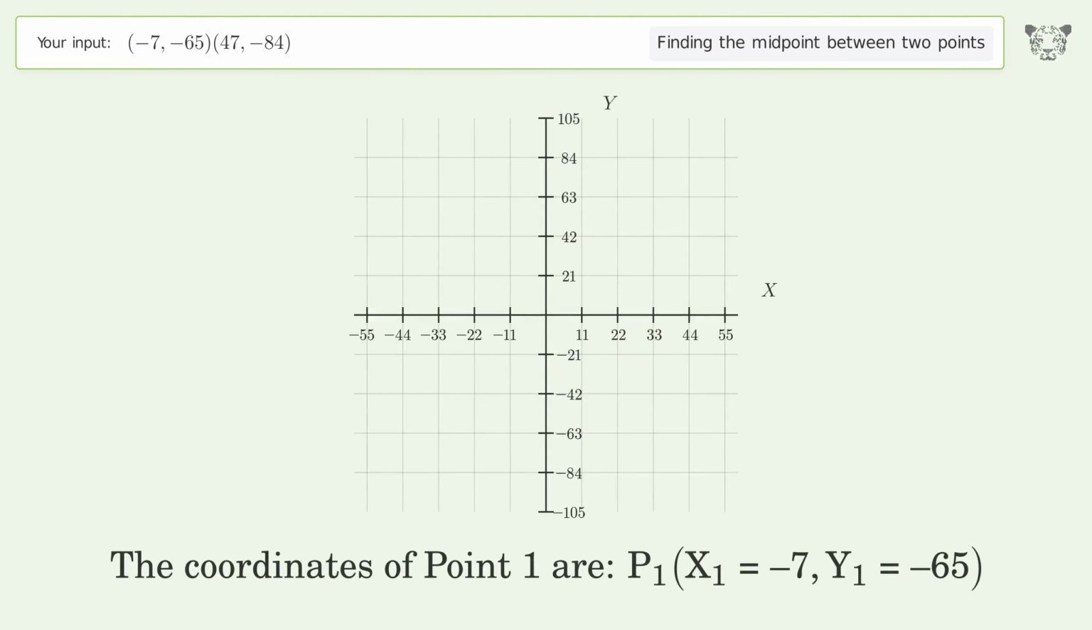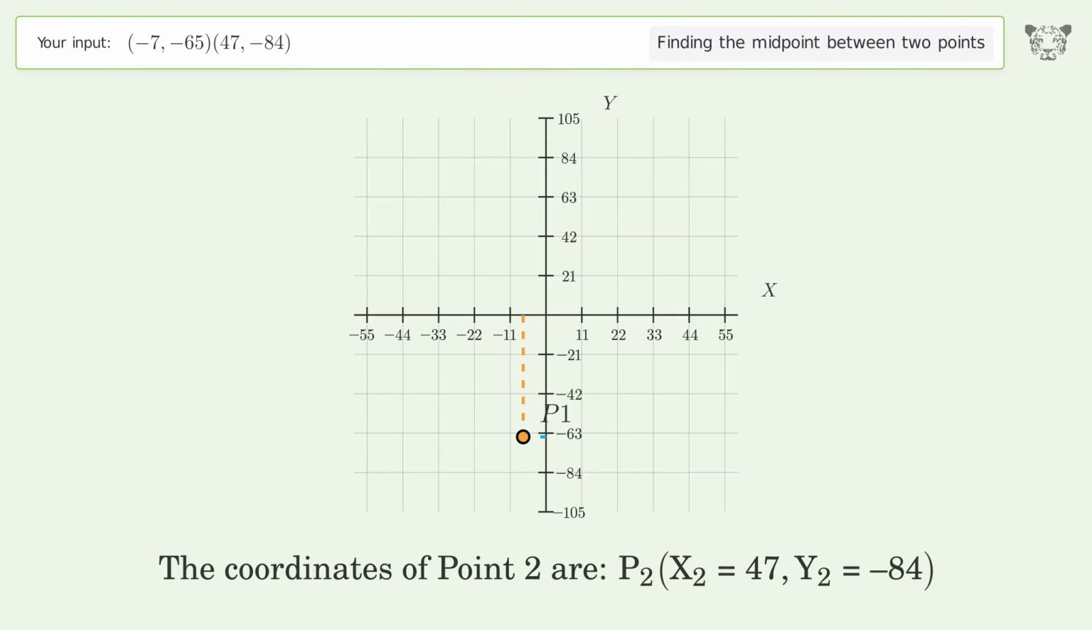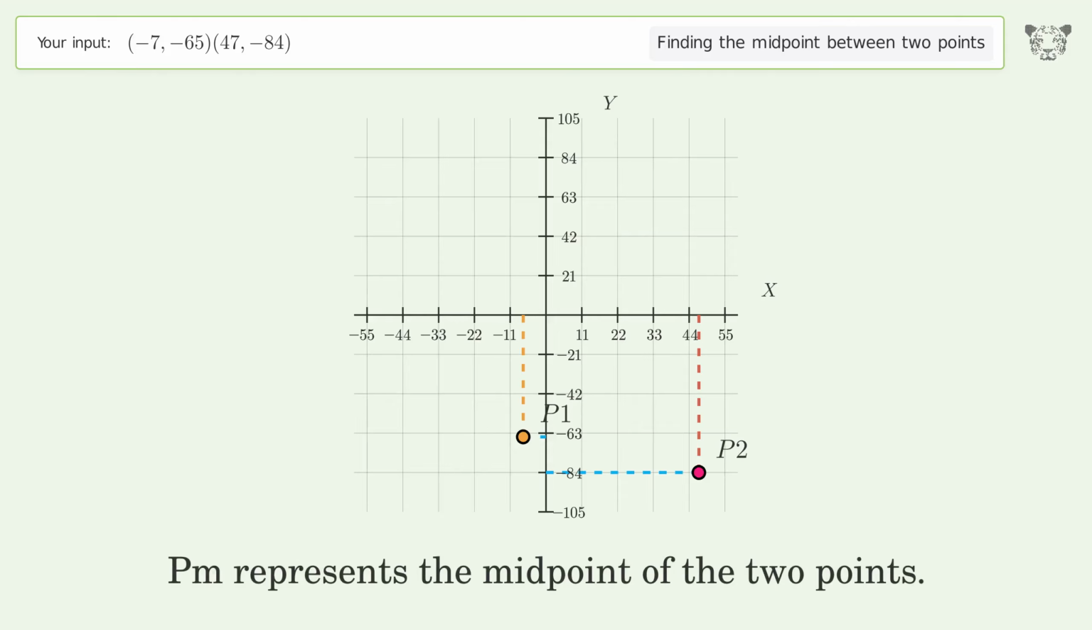The coordinates of point 1 are, x1 equals negative 7, y1 equals negative 65. The coordinates of point 2 are, x2 equals 47, y2 equals negative 84. PM represents the midpoint of the 2 points.